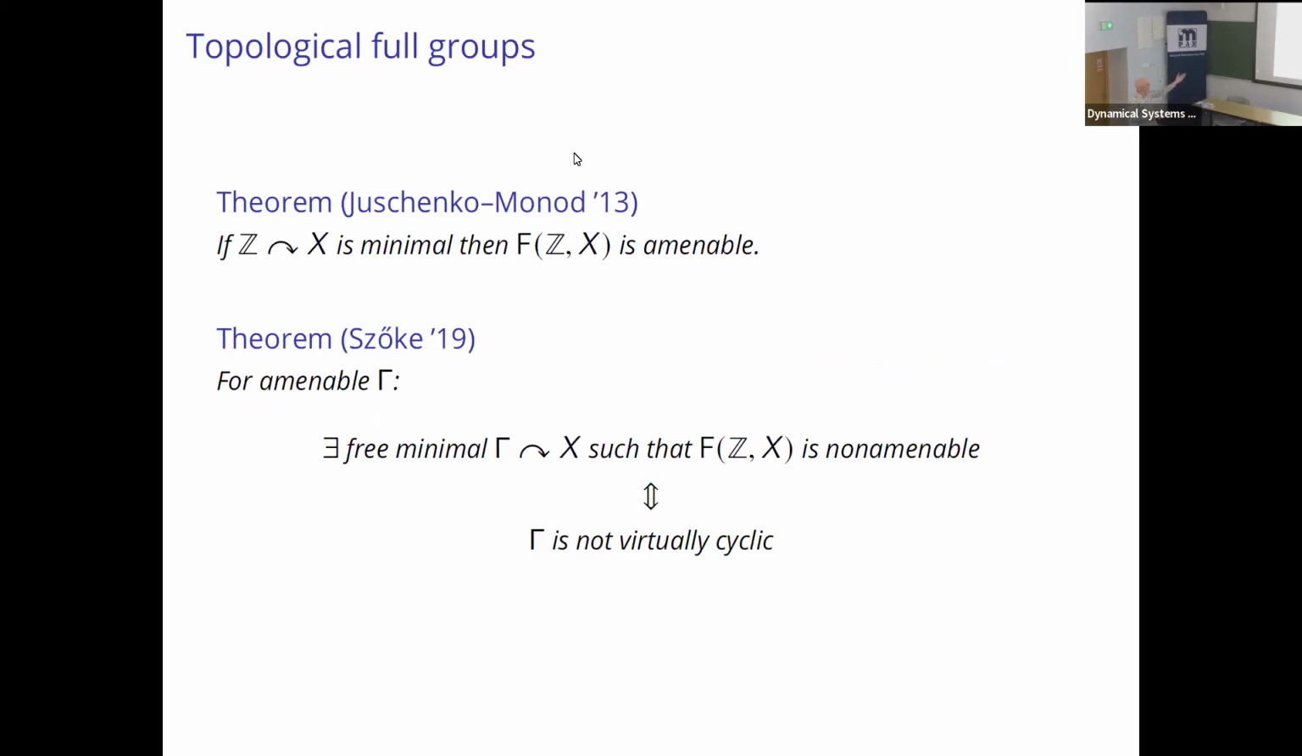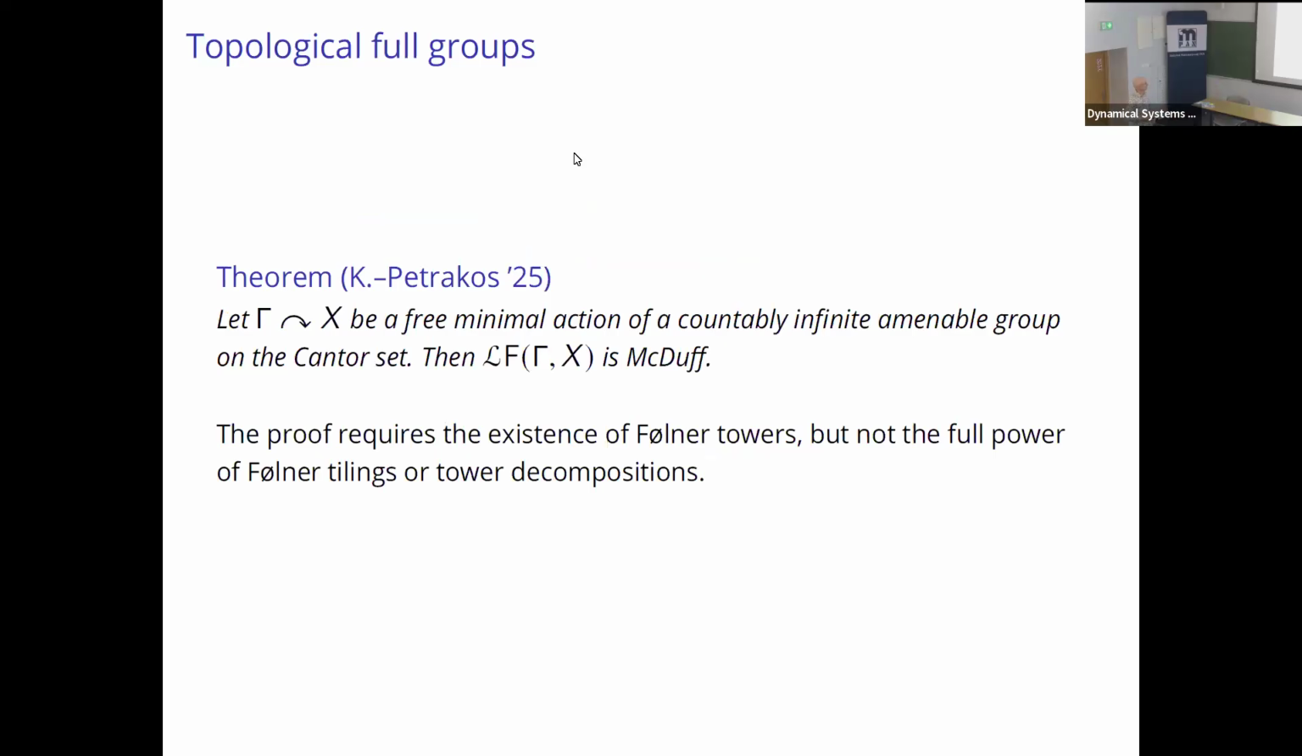And in fact, Elek and Monod then showed that for Z squared, this already breaks down. You have minimal actions that produce non-amenable full groups, and then Zheng showed that in fact you have a kind of Tits alternative. As soon as your group is not virtually cyclic and amenable, then there are always free minimal actions that produce non-amenable full groups. And the idea is that you can embed free groups into these. That's how one does it.